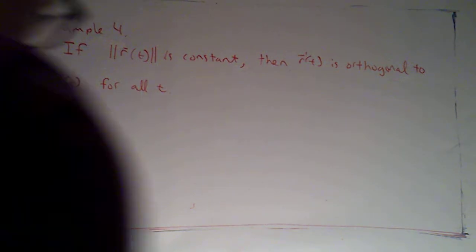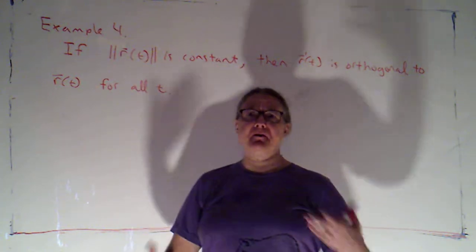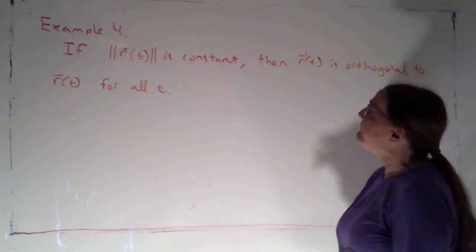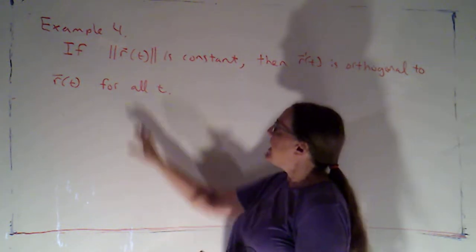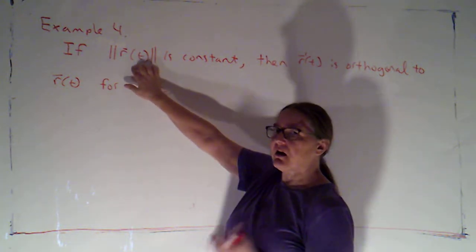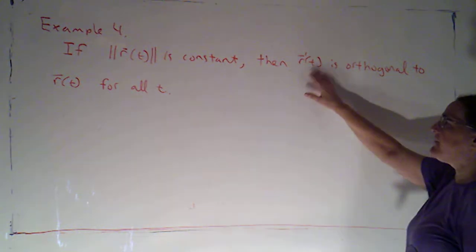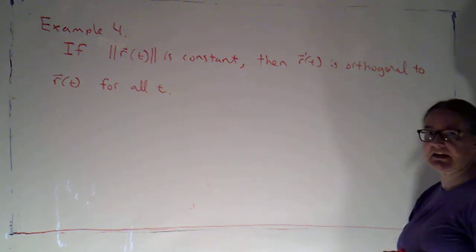I want to take a look at what your book calls example 4 in the text. I'm not sure why they don't call it theorem 4, because it really is a statement of a theorem. But if r of t, now that's going to be a differentiable vector function, if the magnitude of that function is constant, then the derivative is going to be orthogonal to the function for all values of t.